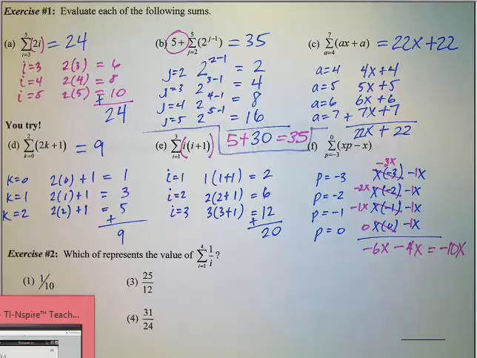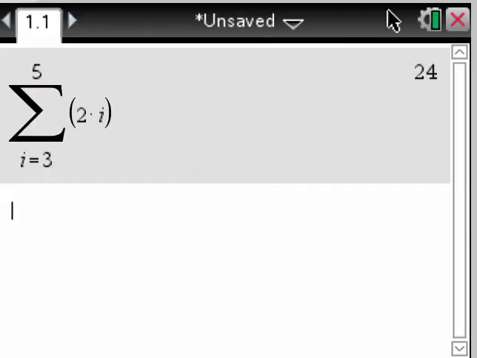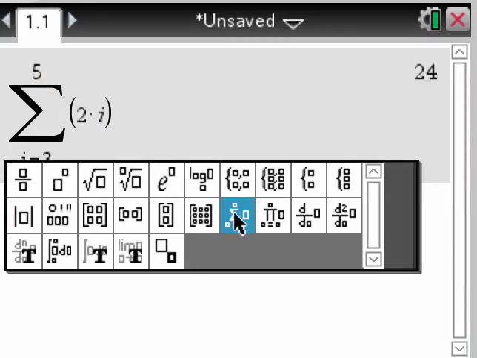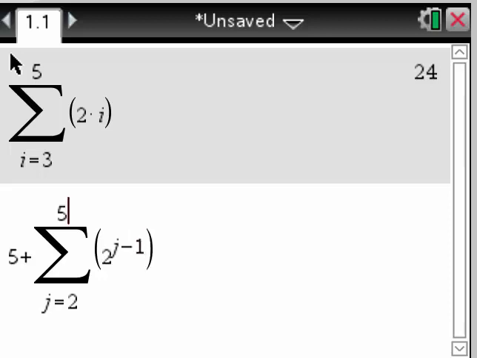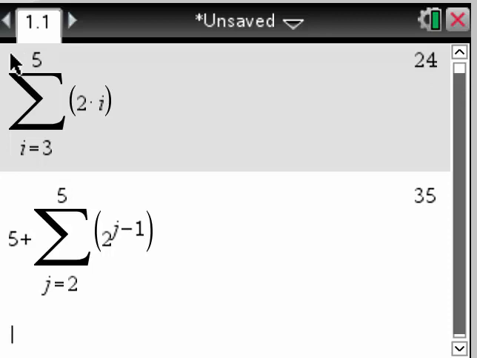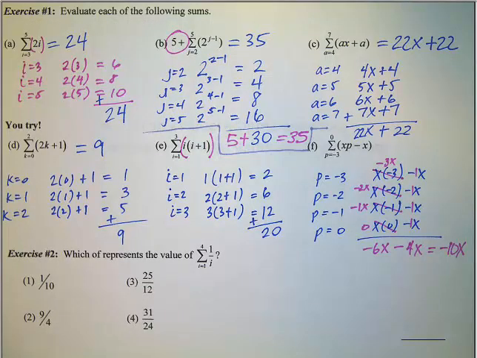So the second one, we would do 5 plus and hit our summation button. We have J equals 2, 2 raised to the J minus 1, of 5. Hit enter, and you get 35, which is exactly what we got when we did our longhand, right?